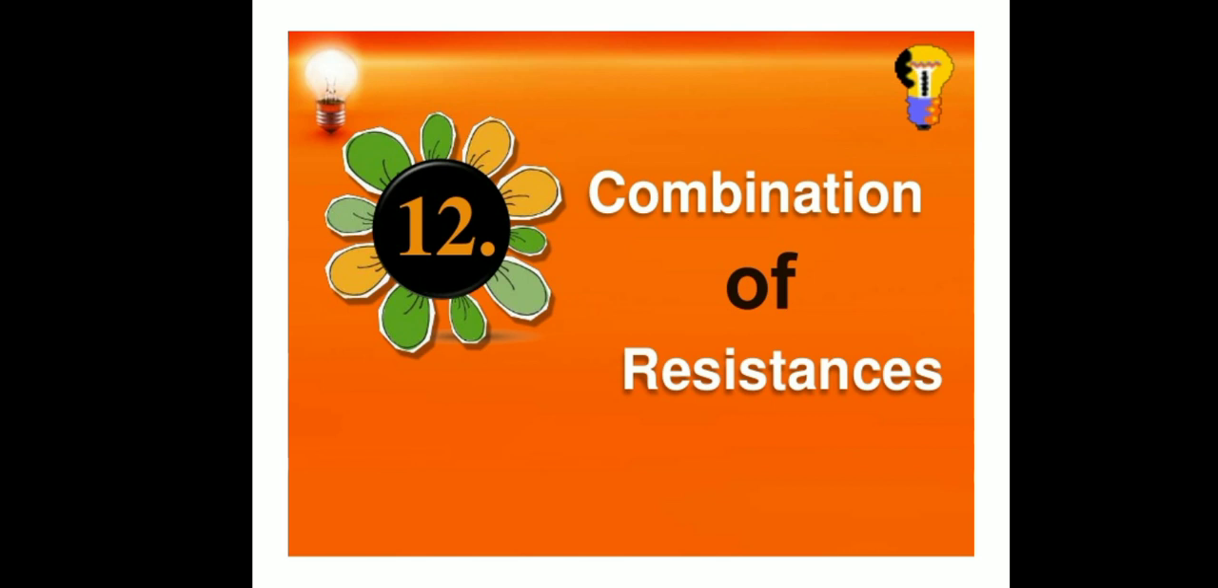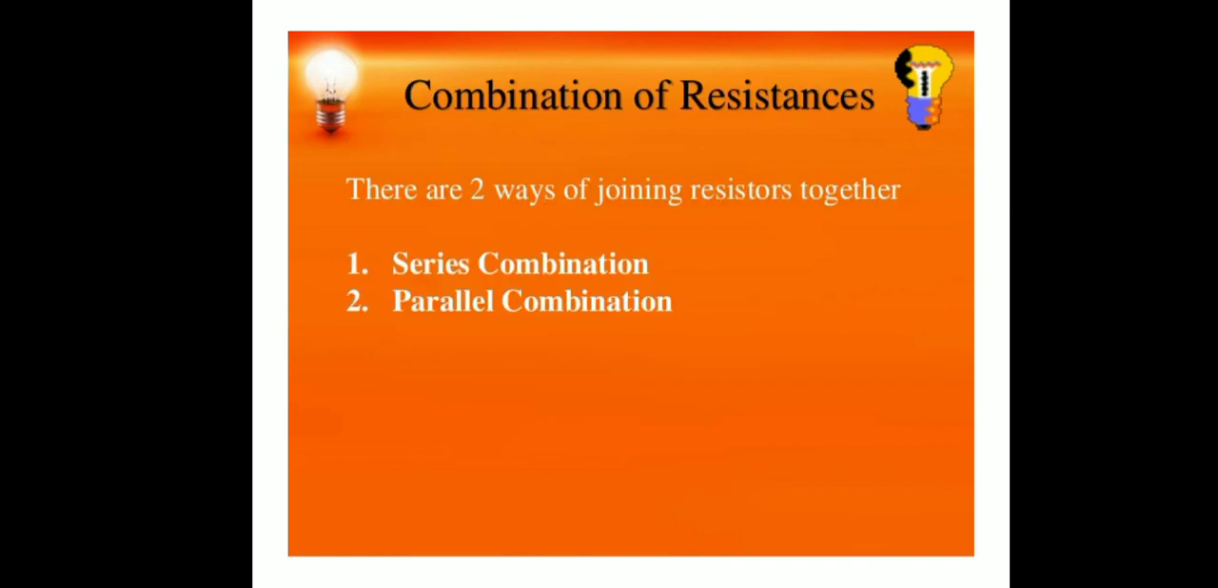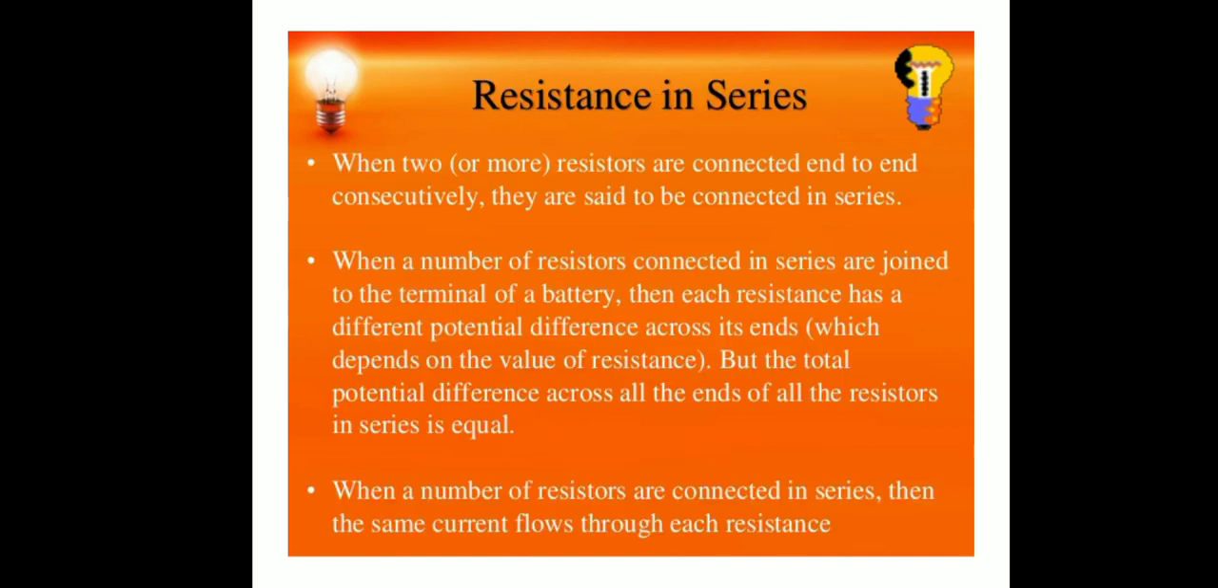Resistors are available in standard values. So to get the desired value of resistance in the circuit, resistors can be combined or grouped. Resistors can be combined in two ways, namely the series combination of resistors and the parallel combination of resistors. Now let us discuss these two, series combination as well as parallel combination, one by one. The first one, series combination of resistors.